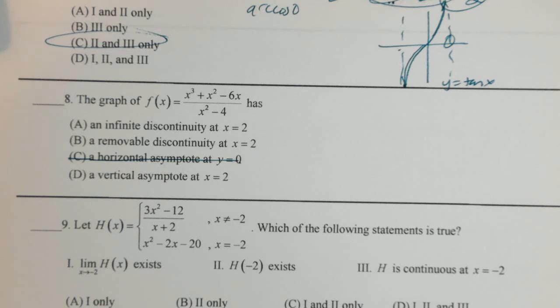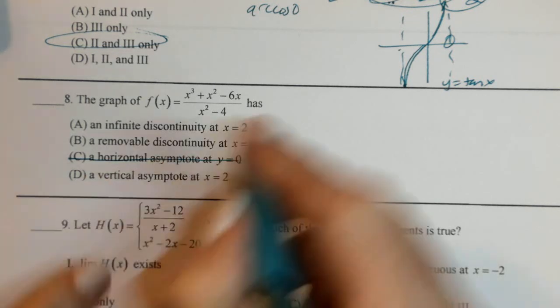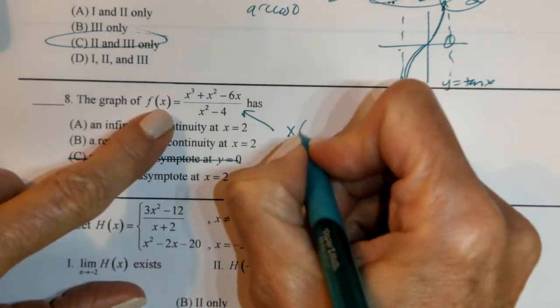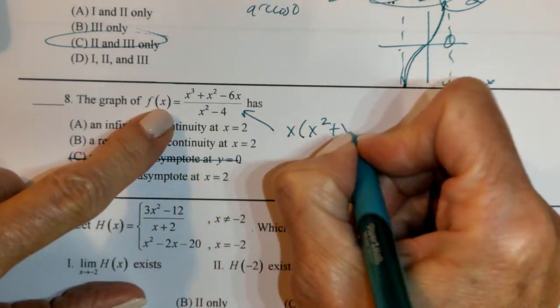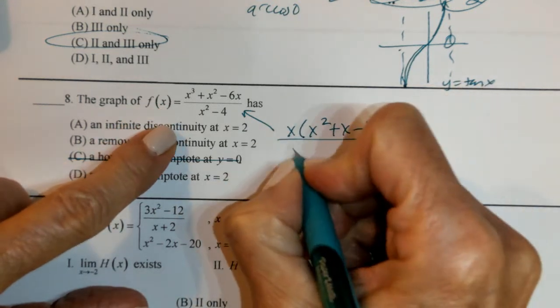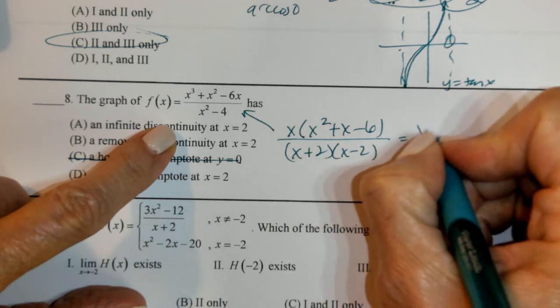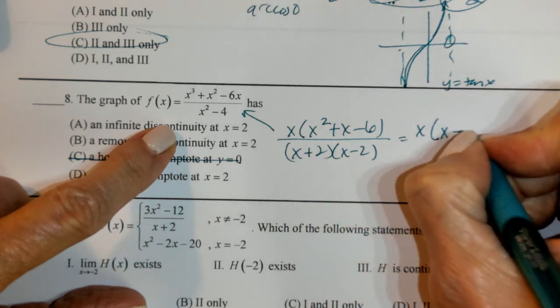The rest of it deals with x is equal to 2, and that makes me want to factor this. So I'm going to factor this. On top, I'm factoring out an x. On the bottom, that's just a difference of squares. On top, I can factor a little bit further.